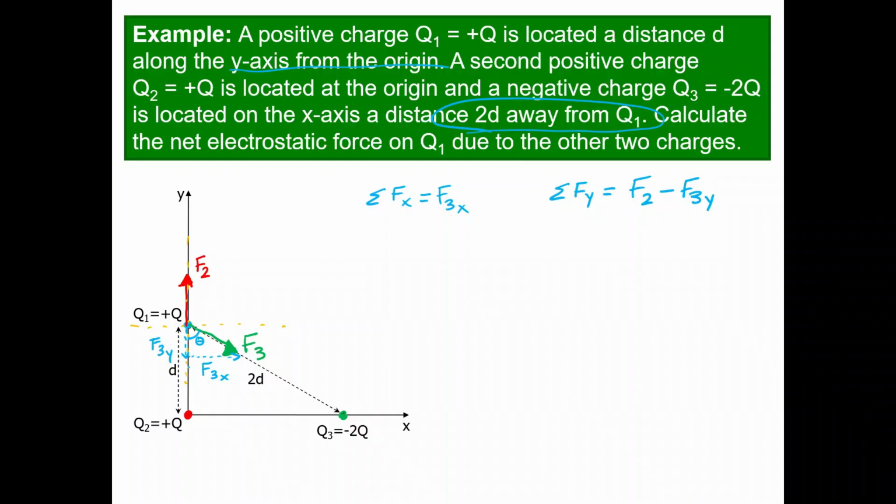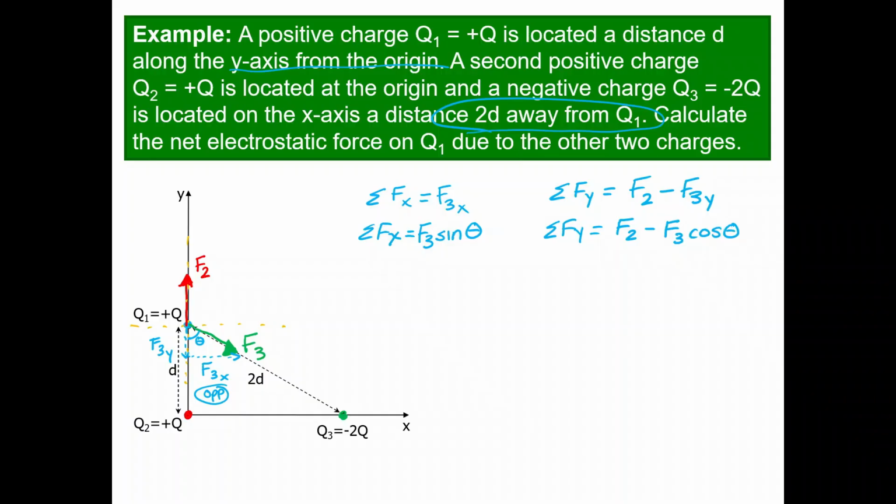So when I look at F3x, F3x is the opposite side of that triangle. So my net force in the x direction is going to be F3 sine of my angle theta. And then my net force in the y direction is going to be F2, and then F3y is going to be based on the cosine of that angle. So if I wanted to go through, I could take a look at my triangle.